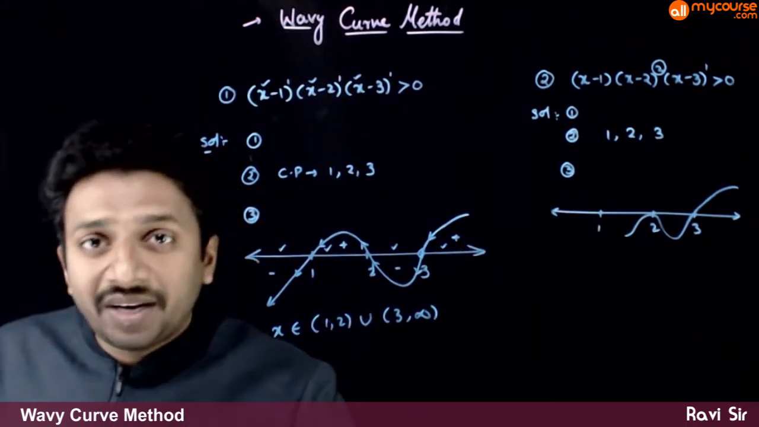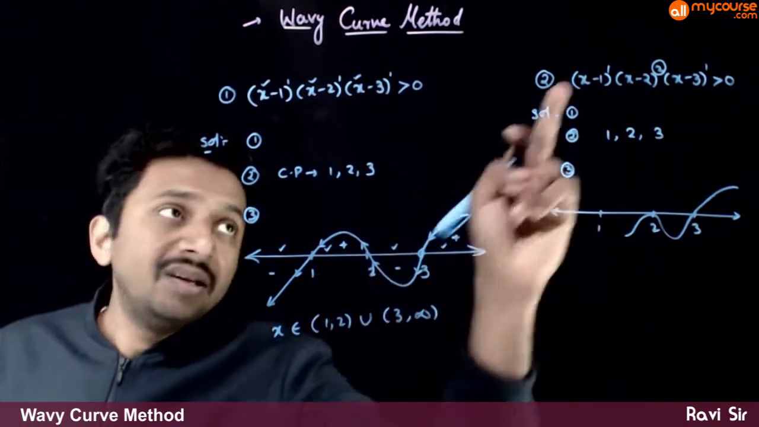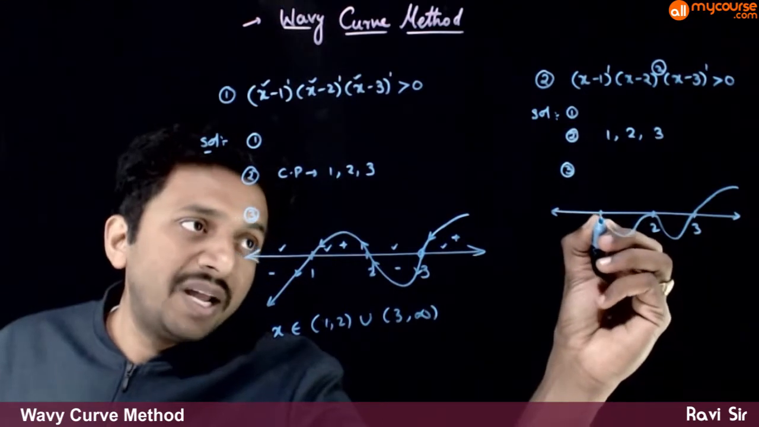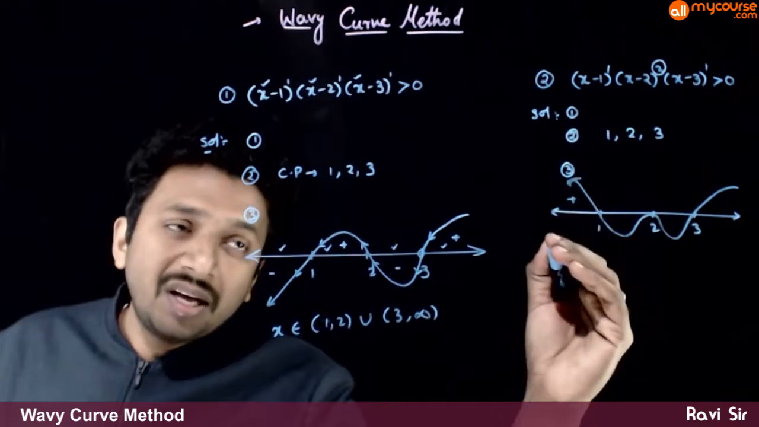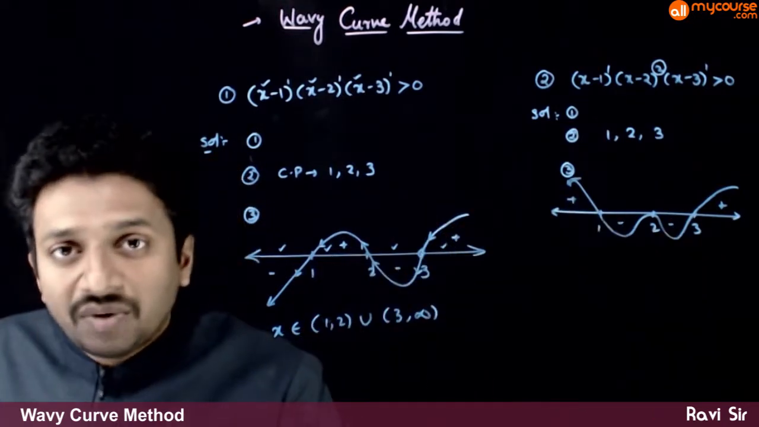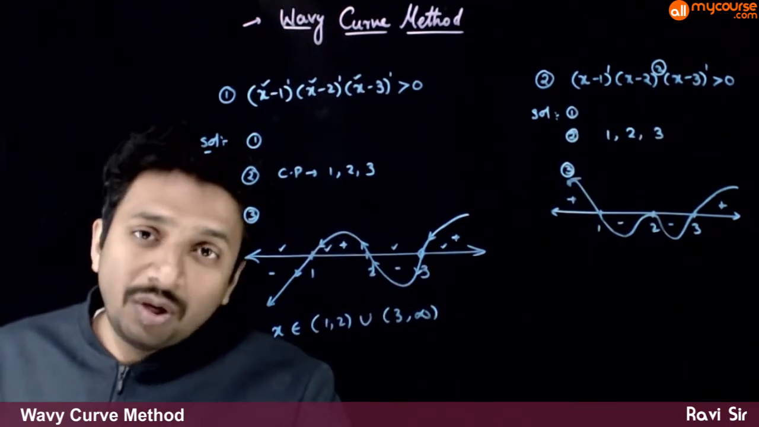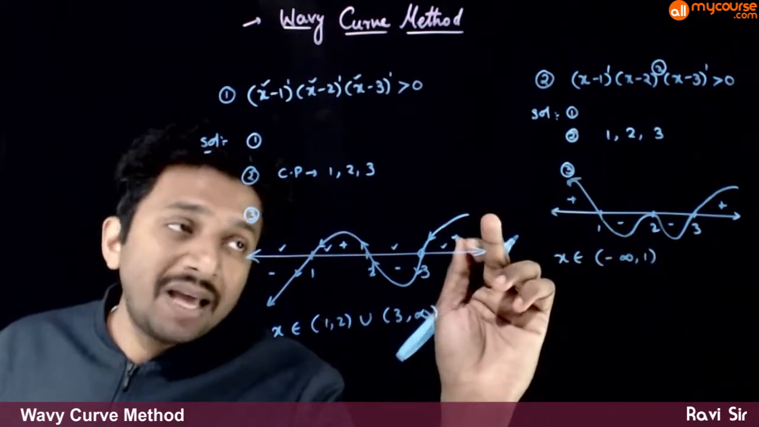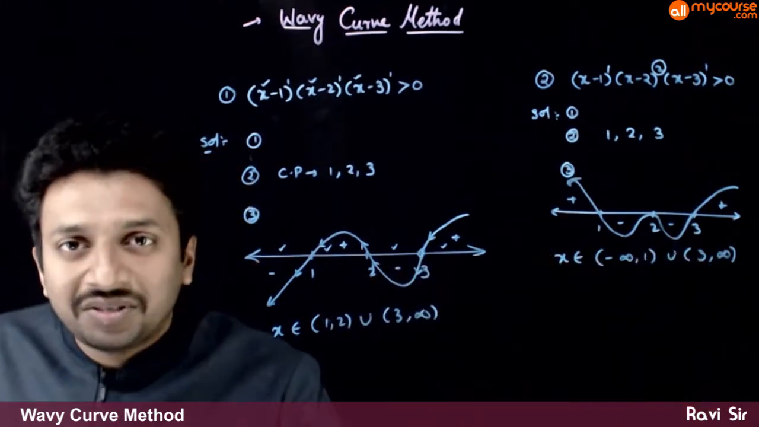Next, let us see what is happening at x is equal to 1. For that, we need to see the power of x minus 1. It is 1. So, odd number. So the sign changes. That means the curve goes from negative side to positive side. So now the curve is above x-axis in this interval and in this interval, minus in these two intervals. So I want this expression to be positive, greater than 0. So what is the solution for this? x belongs to (minus infinity, 1) union (3, infinity). That's the answer to this question.